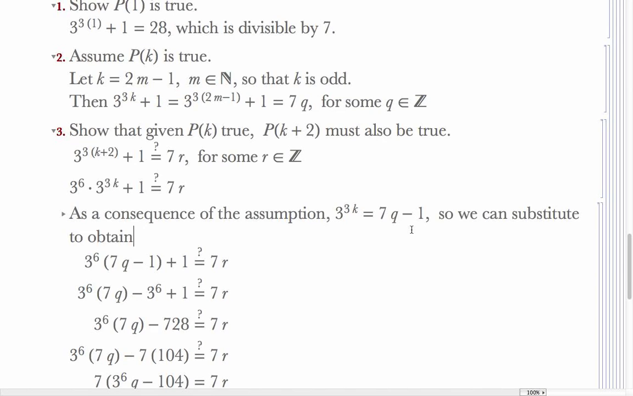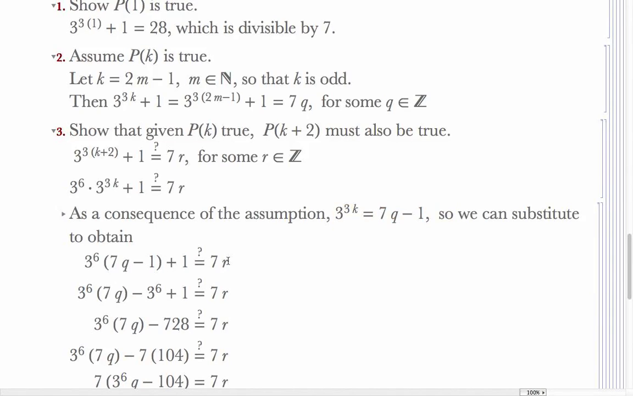I've said you got to watch out and make sure you only work on one side of the equation. I'm not proving anything about this equation. This equation is already true. I'm assuming it to be true. So I can do whatever I want to it, as long as it's legal. So I've subtracted 1 from both sides, and now we can certainly substitute 7q minus 1 in for 3 to the 3k. And when we do that, we get 3 to the 6th times the quantity 7q minus 1 plus 1 is equal to 7r.